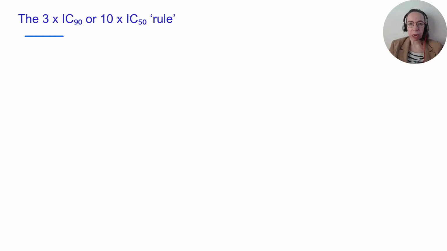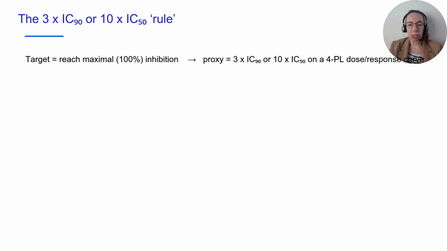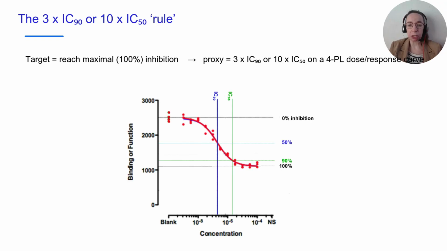Let's assume you've characterized the potency of your inhibitor in an in vitro functional assay. The target here is to reach maximal inhibition, so 100% inhibition, and to do that at the lowest concentration possible. A proxy for this concentration is to use either 3 times the IC90 or 10 times the IC50 on a 4PL dose response curve. You can appreciate from the picture here that both values land more or less on the same concentration and are very close to 100% inhibition.